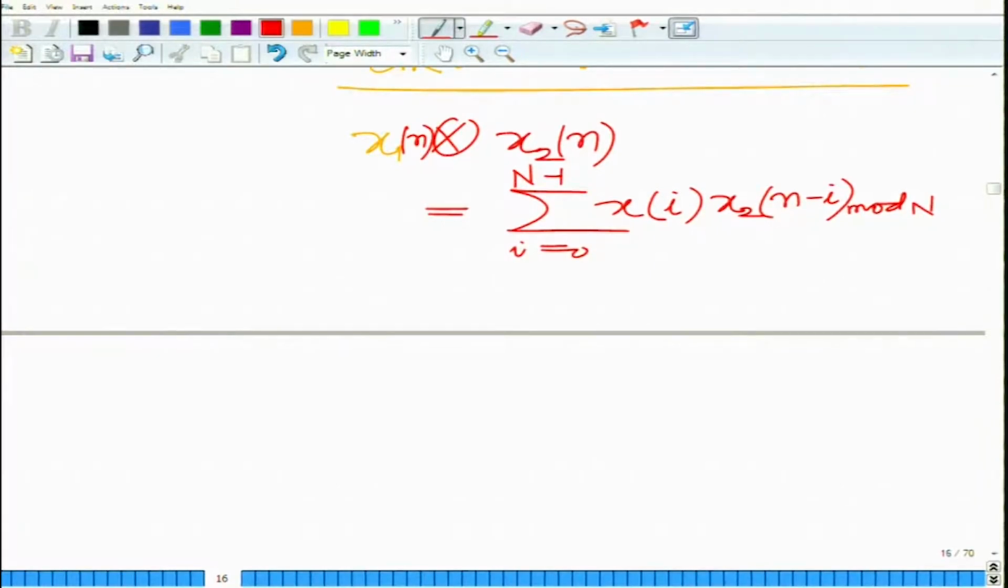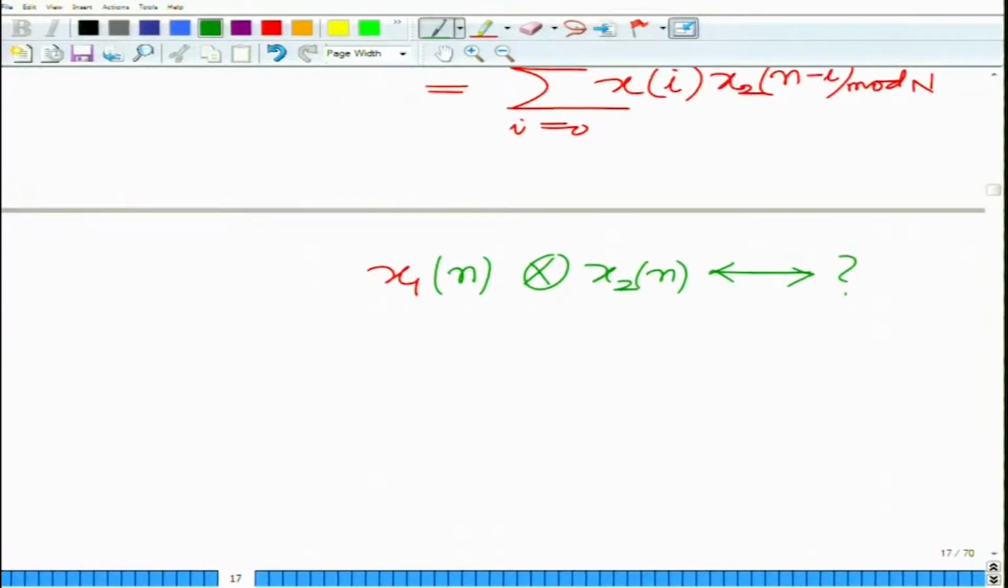Okay. And now if you look at the DFT of this, the question we want to ask is: x 1 of n circularly convolved with x 2 of n, what is the DFT of this quantity? And the DFT of this quantity can be found as follows.